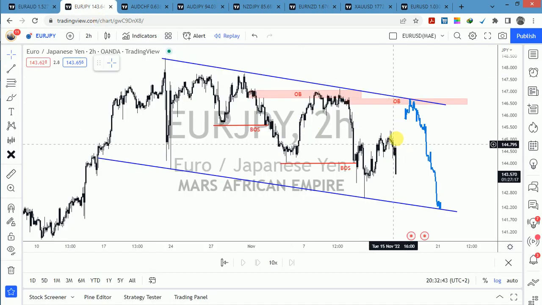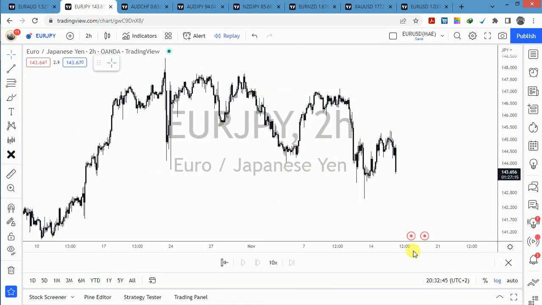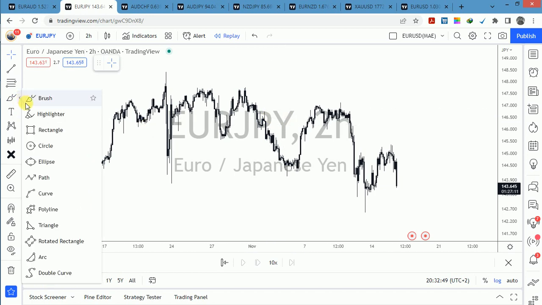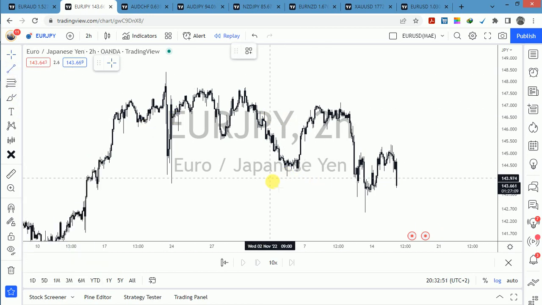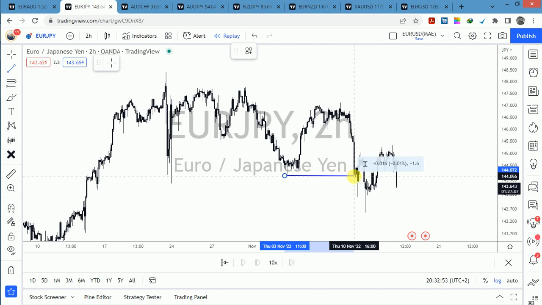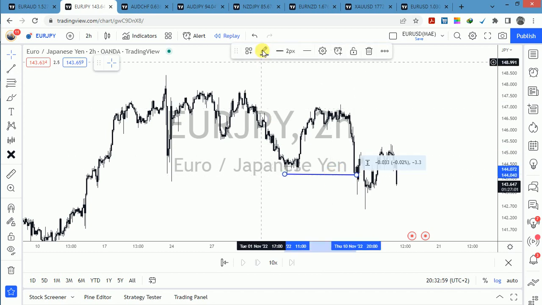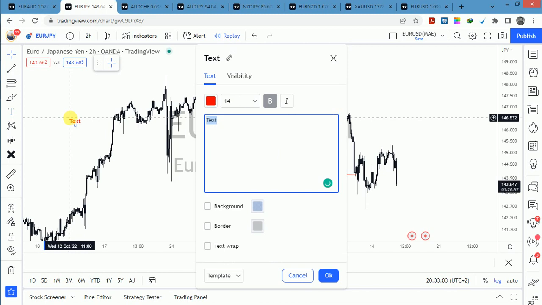And then we have Euro JPY. Euro JPY, where do we have? The first thing that I can see from Euro JPY, it is a break of structure here. We have a break of structure here. Let's go red on you. A break of structure here.